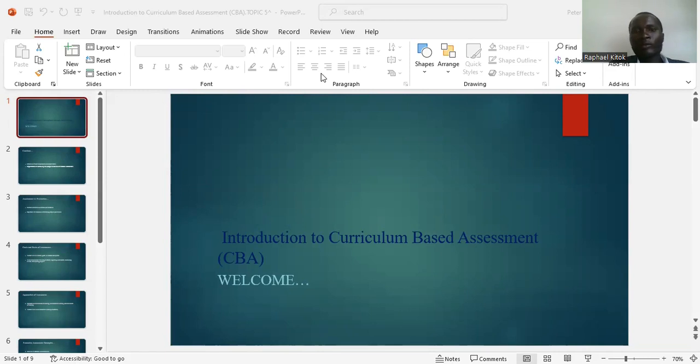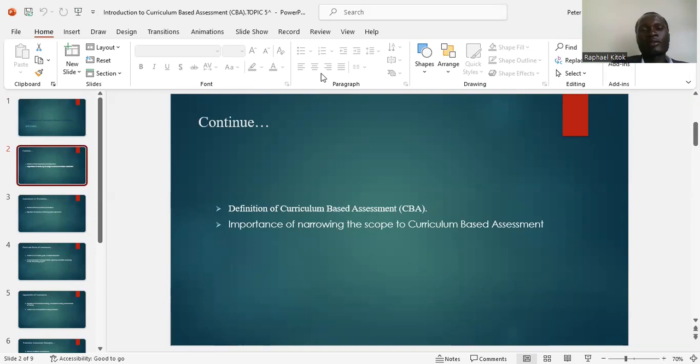Hello guys, because of some of the comments from you people, I was asked to do something on introduction to curriculum-based assessment, which is CBA. We have the definition of curriculum-based assessment, and then also the importance of narrowing the space to curriculum-based assessment.